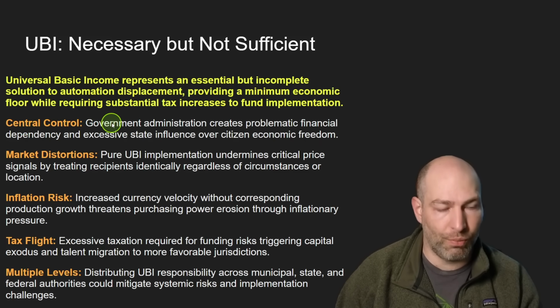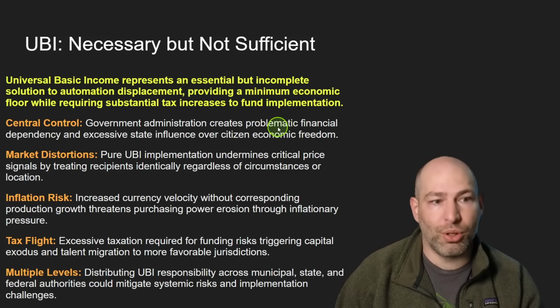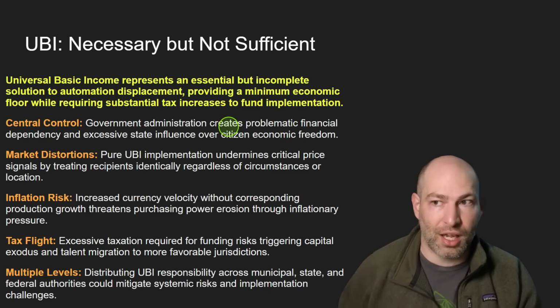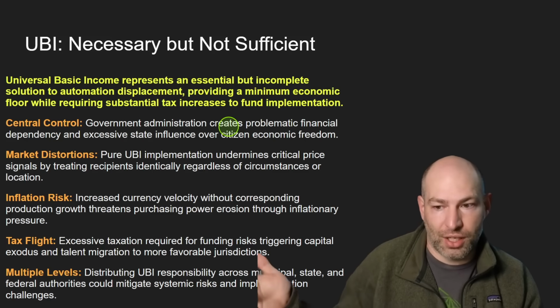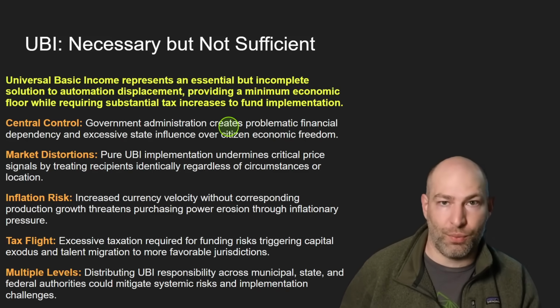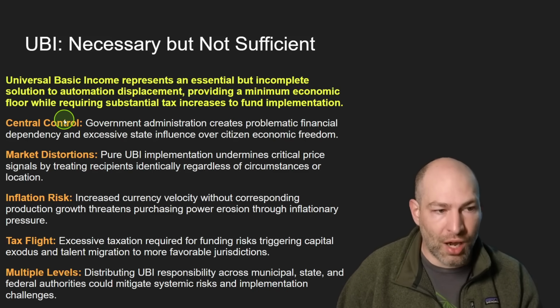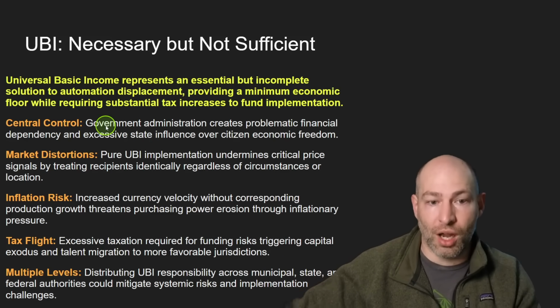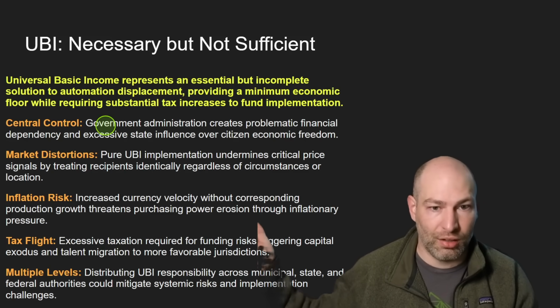Number one, central control. Government administration creates problematic financial dependency and excessive state influence over citizen economic freedom. First and foremost, you do not want to put all your eggs in one basket, and you do not want to be a financial patient of the government. Just look at what happens when someone accidentally gets their checks cut off, and the government is too slow and too incompetent to say, oh, someone filed it wrong, and here's a death certificate that says you died, so now you're actually committing fraud. This happens all the time, by the way, with Social Security checks. So you do not want central control where an apathetic, incompetent, slow-moving bureaucracy is responsible for your entire economic fate.